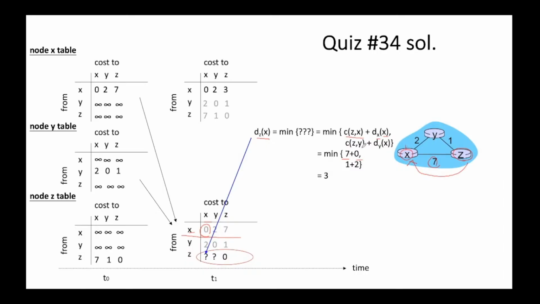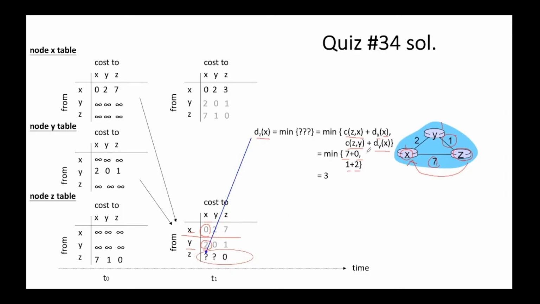Now the second neighbor is y. So we take the link cost from z to y, which is 1. And then based on what y knows as the best to the destination x, dyx is the value we need to add the link cost zy to. According to the table, dyx is 2, therefore 1 plus 2.